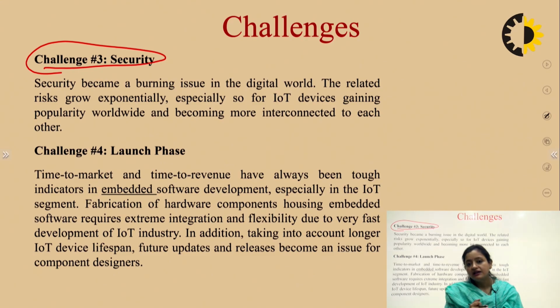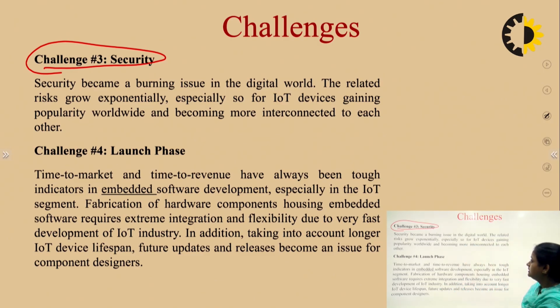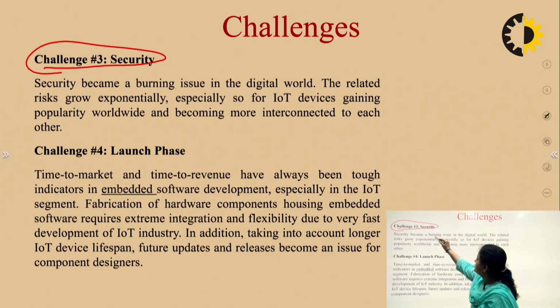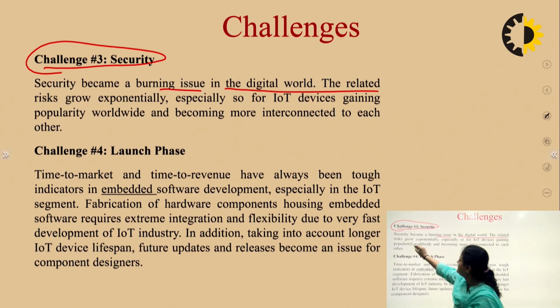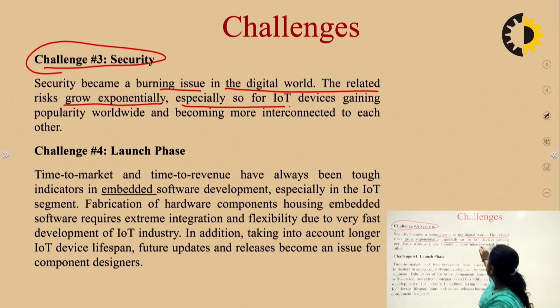And when they are interconnected, they exchange their data over what platform? Over internet. They are exchanging a huge amount of data among themselves over internet. So whenever there is such a scenario, there will always be a risk for security. There will always be a risk of third party attacks or malicious attacks over your data. So security is becoming a burning issue in the digital world. The related risk grows exponentially, especially for IoT devices, gaining popularity worldwide and becoming more interconnected to each other.